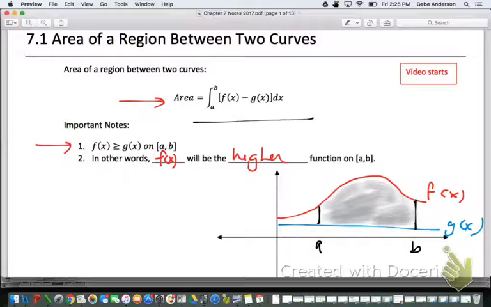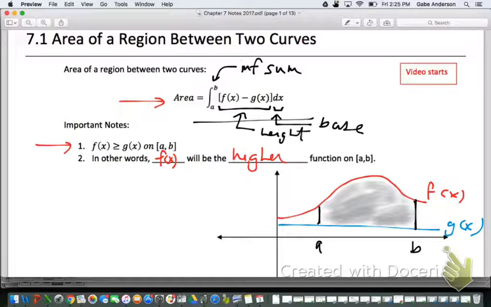Remember that from way back, a definite integral is simply an infinite summation of really skinny rectangles. And so if we're trying to find area, inside the integrand is going to be the area formula for a rectangle. The dx is the base, and f of x minus g of x is the height. I'll show you that on the picture here.